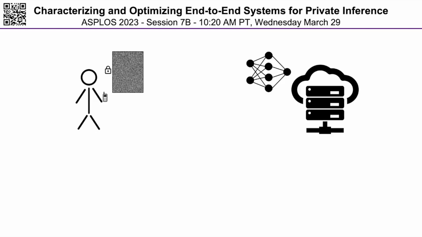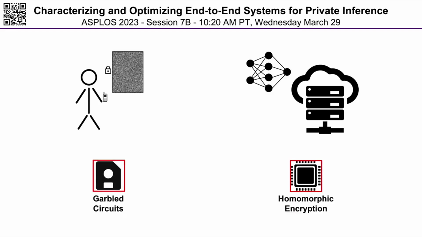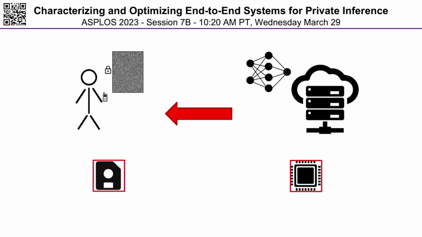In this work, we analyze state-of-the-art private inference protocols and identify 3 bottlenecks that prevent them from scaling. First, a large storage burden on the client. Second, high compute latencies on the server. And third, an increase and imbalance in the amount of data transmitted between the parties. We propose optimizations to mitigate each bottleneck.